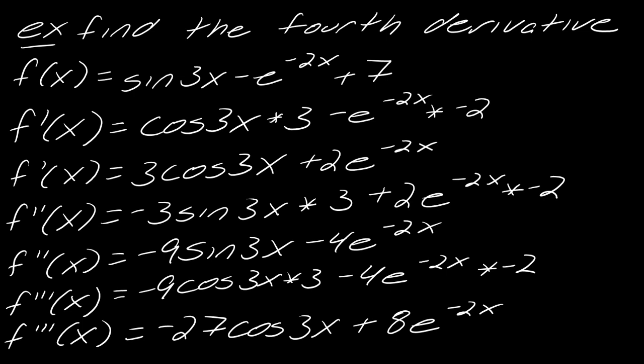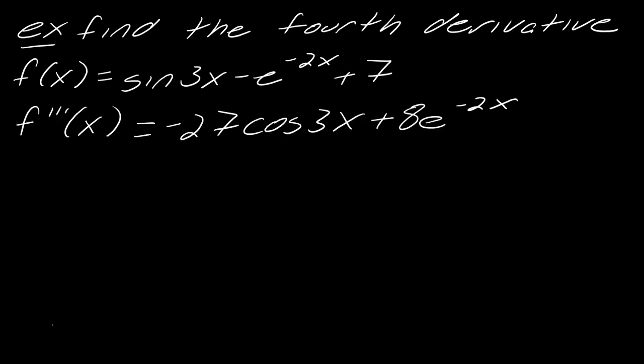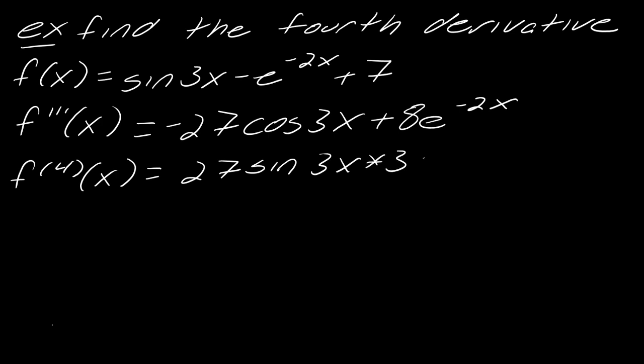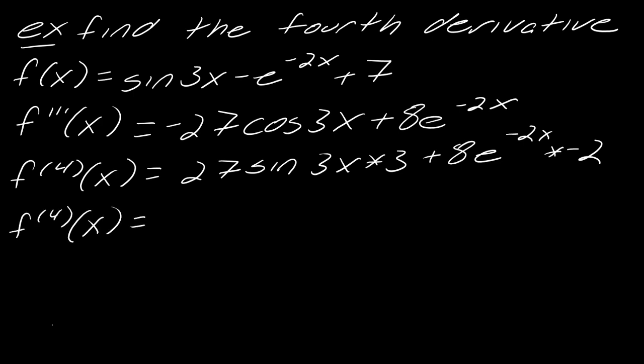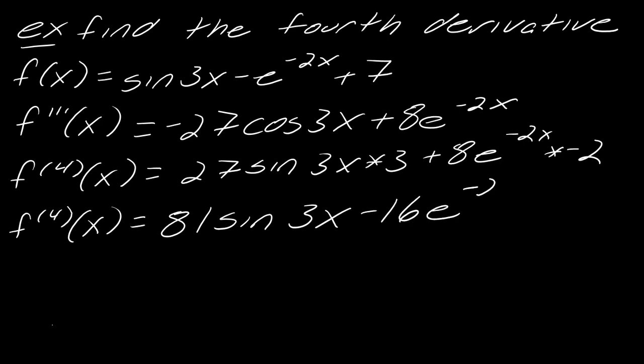And now let me clear some room for the last derivative. All right, last time. Now I take that fourth derivative. This will become positive now. So this will be 27 sine of 3x times 3 plus 8e to the negative 2x times negative 2. So for my fourth derivative, I will get 81 sine 3x minus 16e to the negative 2x.